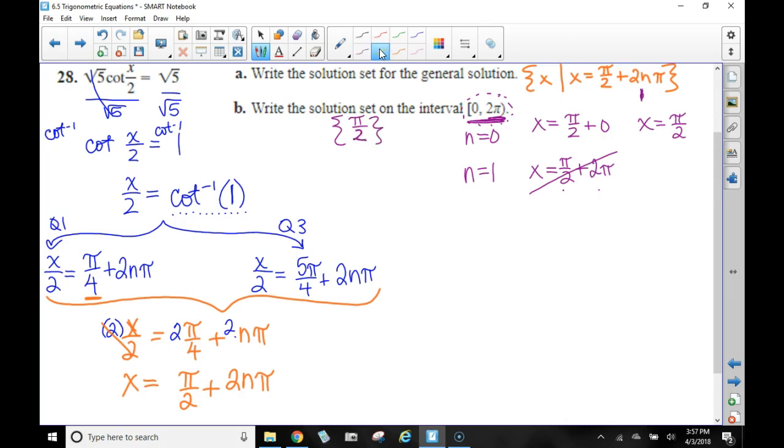Okay? So there's my general solution set. Here's the solution set for all values that would satisfy our equation just in between 0 and 2 pi.